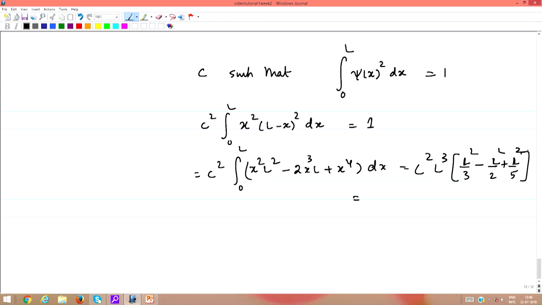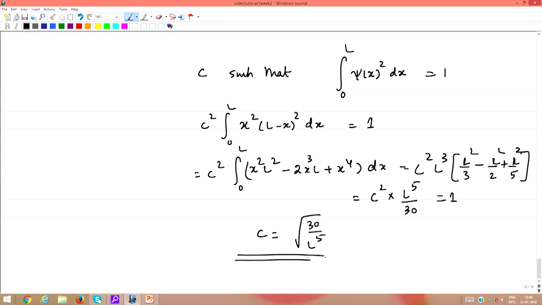So, the answer is, and will also be an L square in each of them, because there is an L square here, this is L raised to 4 and this is L raised to 5. So, what you have is c square into L to the 5 by 30, that should be equal to 1, and therefore, c is root 30 by L raised to 5.